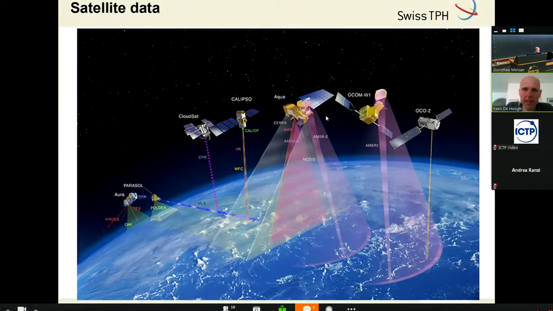Now, satellite data is something we are recently including in our models, because since the early 2000s it's a data set we can use. And you can see, this is only a very small number of the satellites in this picture, but there are many more going around the Earth. And we're using some of this data now to predict air pollution levels at ground level.